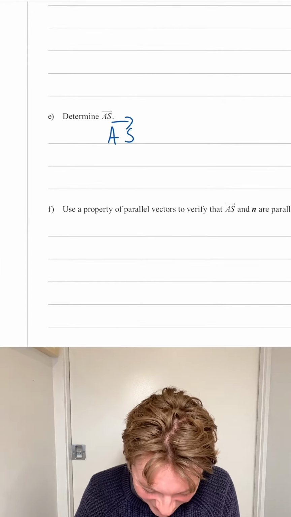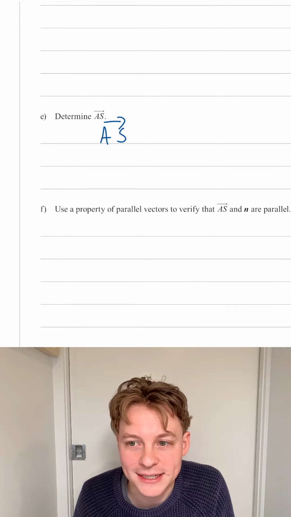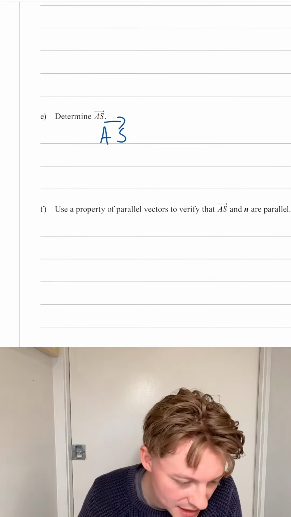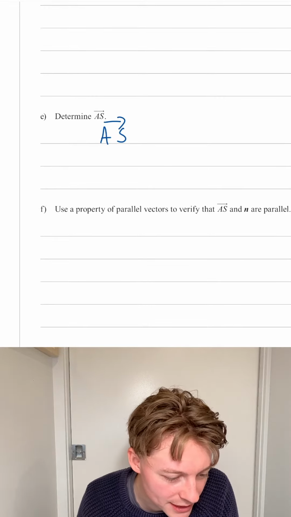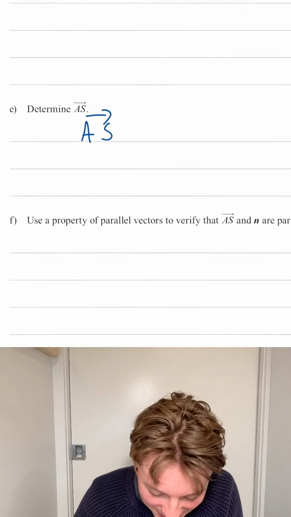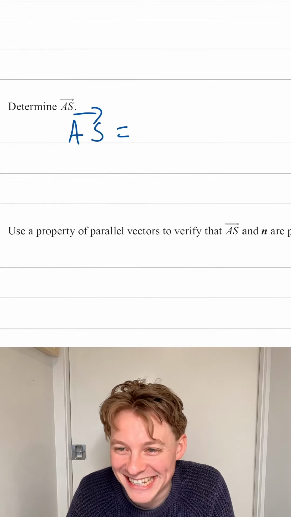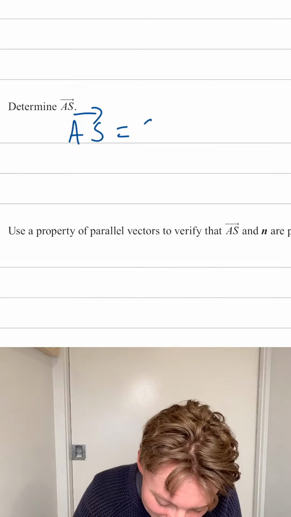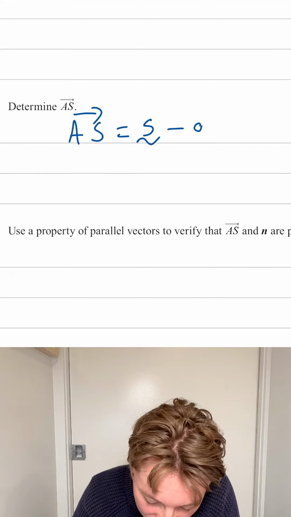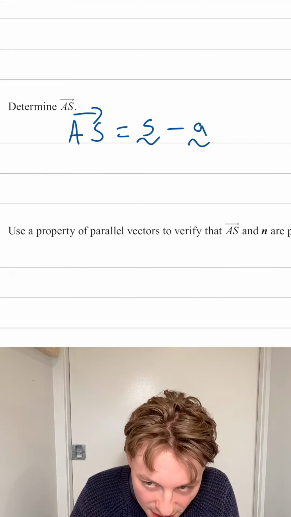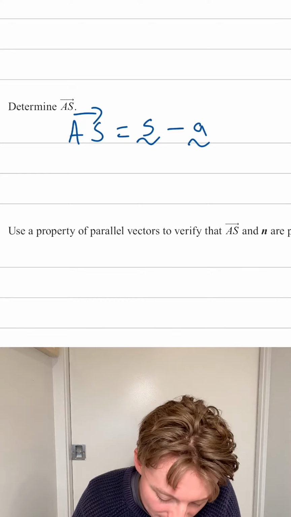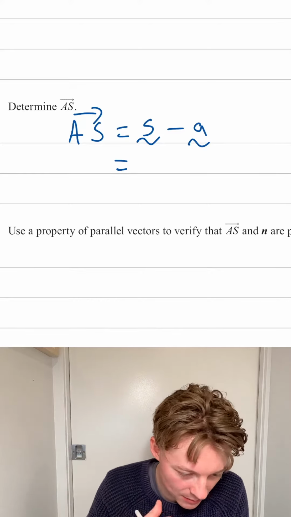All right, so if we determine the line from A to S, that is final minus initial, that is vector S minus vector A. I guess I could have used the capital A because I used the capital A here, but I guess we used lowercase a when we described the vector.